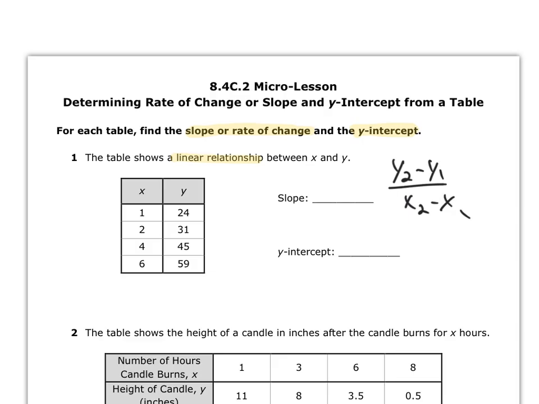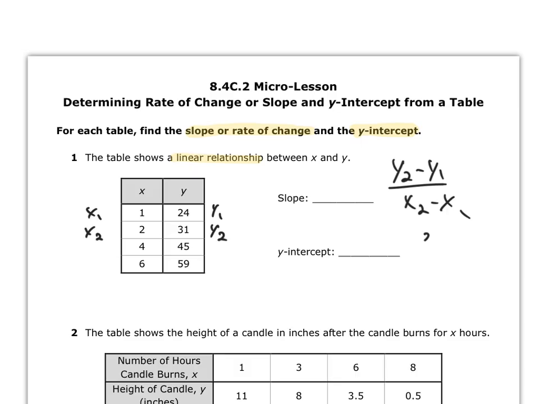Okay, now let me label the rows of my table the same way I labeled my points before. So I'm going to call this x1, y1. And then let's just use the second row. It doesn't matter which row you choose. x2 and y2. Beautiful. So now I have some values that I can substitute into my formula.